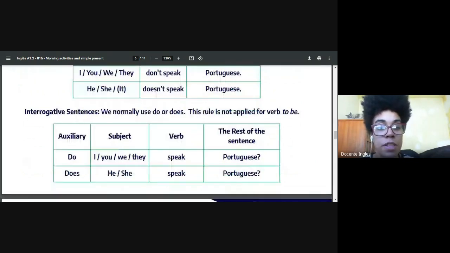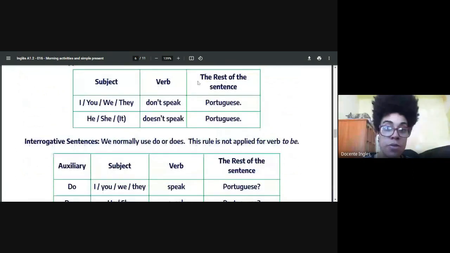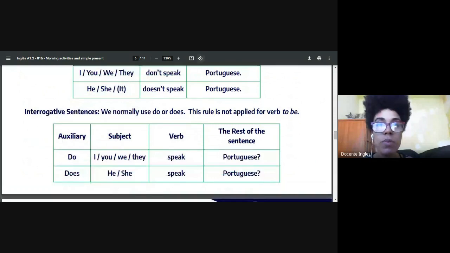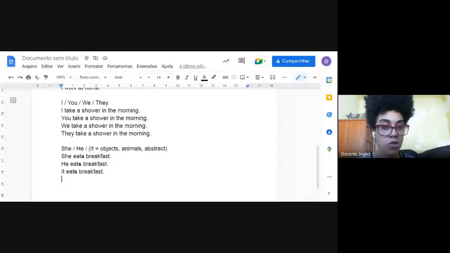So interrogative, we use the auxiliary verb. Do we change the main verb? No. Negative, we use the auxiliary verb. Do we change the main verb? We don't. All right? So I know it's a lot. So let's try to use a little bit more examples, because we're going to have a few activities to do.